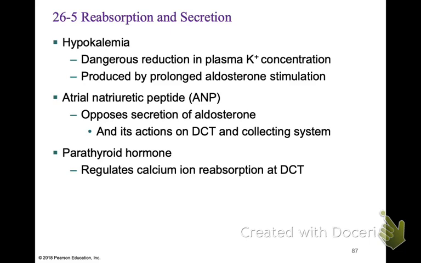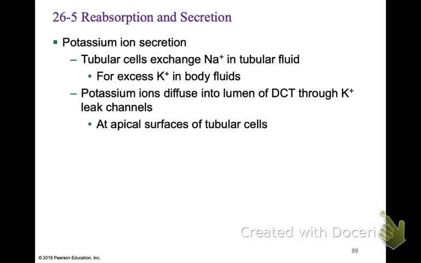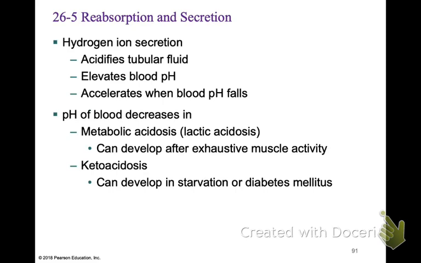We already saw that atrial natriuretic peptide opposes aldosterone, so it's going to have the opposite effects. And then parathyroid hormone is going to regulate calcium reabsorption, and it's going to increase the reabsorption of calcium at the distal convoluted tubule. So secretion at the distal convoluted tubule is mostly for things like potassium and hydrogen ions that you're trying to regulate. And potassium ion secretion is controlled by aldosterone. And hydrogen ion secretion we'll look at in more detail next chapter. Hydrogen ion secretion is going to be associated with pH regulation. Remember, hydrogen ions are associated with high acid or low pH. And bicarbonate ions go along with that. So we'll look at that in more detail in the next chapter.